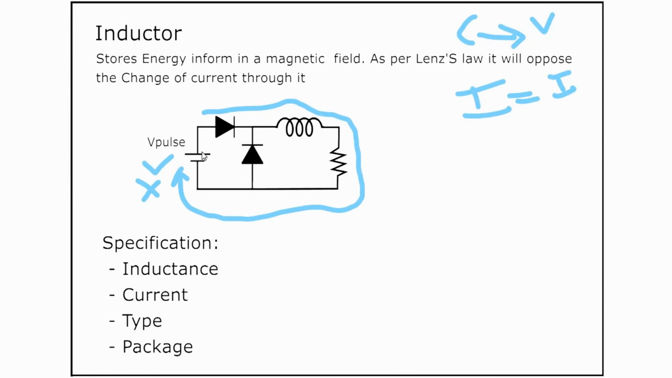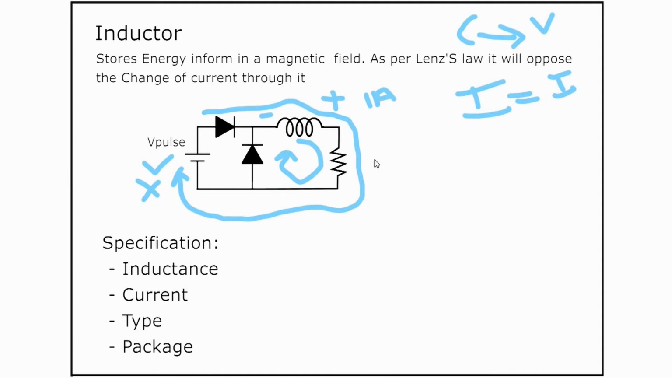Now let's assume this pulse stops. If it was not an inductor, the current would have become 0 immediately. Now, because the inductor has some energy stored in it in the form of a magnetic field, as per Lenz's law it will oppose the change of flow of current. So the current cannot become 0. It will generate a voltage in this polarity so that it is still able to maintain 1 amp of current flowing through it.